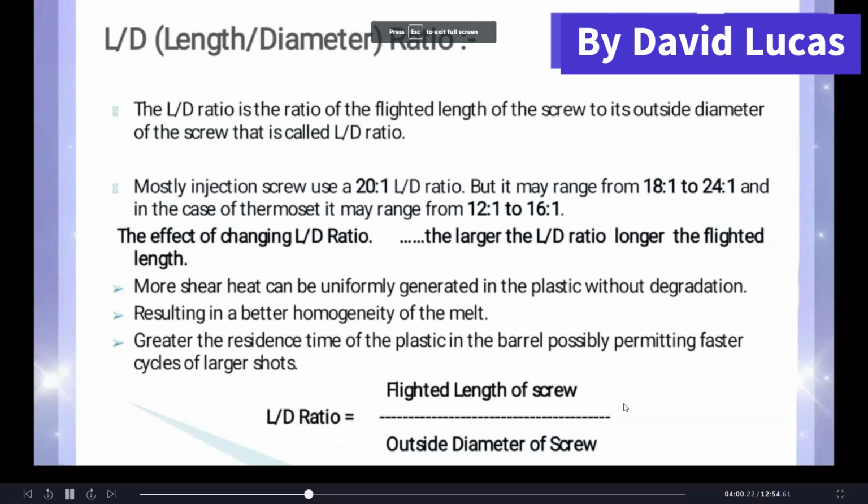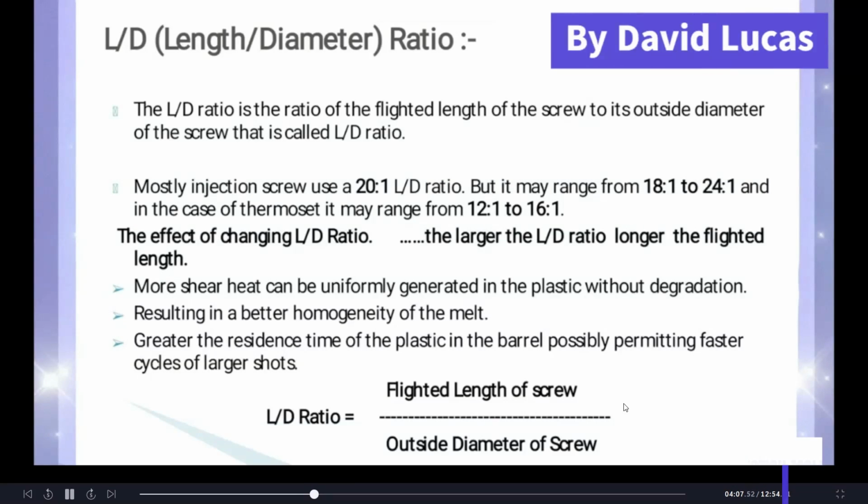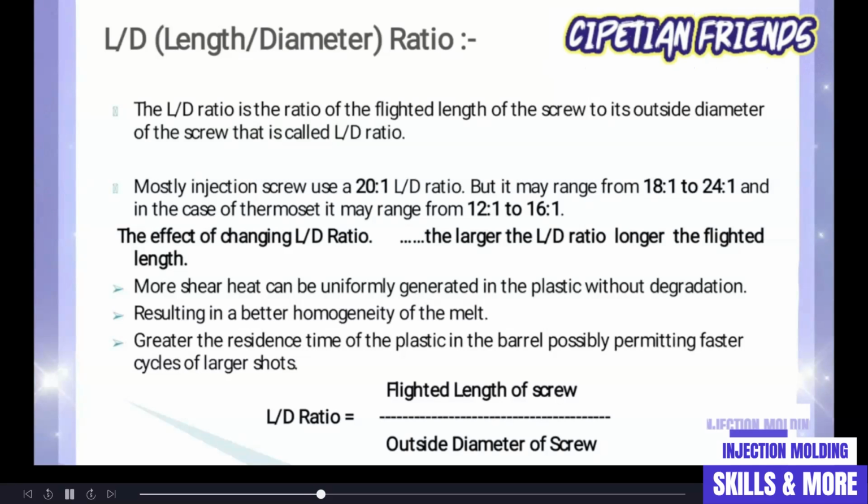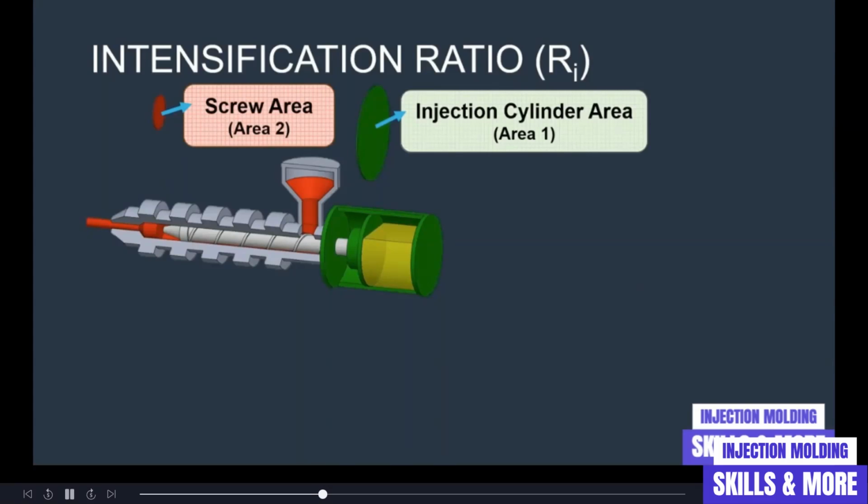Had a little bit of a break there. Going into the next couple of slides, we're calculating the machine intensification ratio. The machine intensification ratio, or the material hydraulic pressure ratio, is a direct relationship between the injection pressure and the hydraulic pressure. On this, you can see here you have the hydraulic cylinder and you have the screw area.